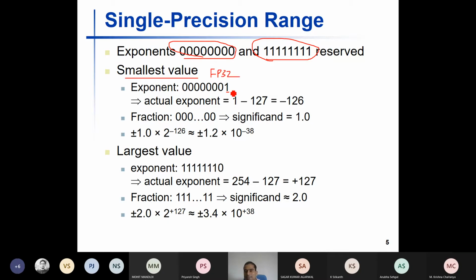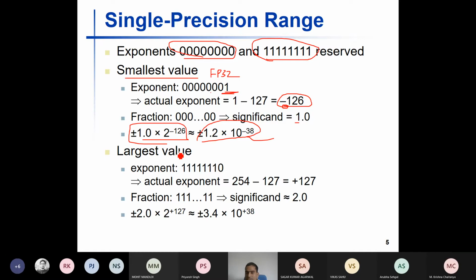So exponent is when my exponent is just 1. So my actual exponent is minus 126. Because if this is the exponent that I saw, that means actual exponent was this, and I had added a bias of 127 to make it plus 1. And fraction can be all 0. So our significand is 1.00000. So the number I can store is 1 into 2 raised to the power minus 126, which is equal to this number. That means 10 raised to the power minus 38.